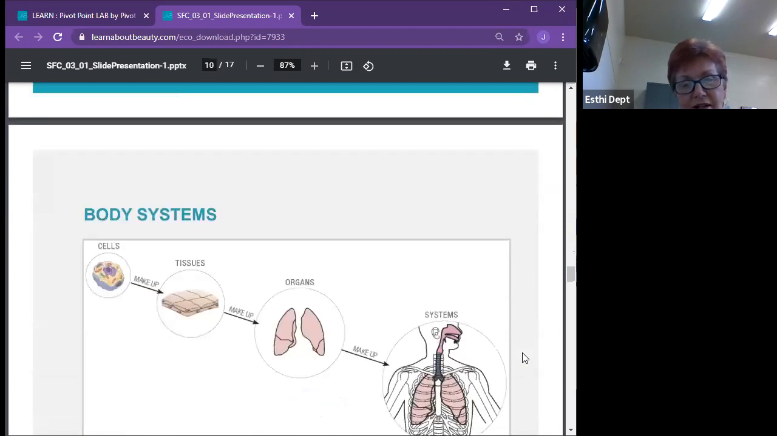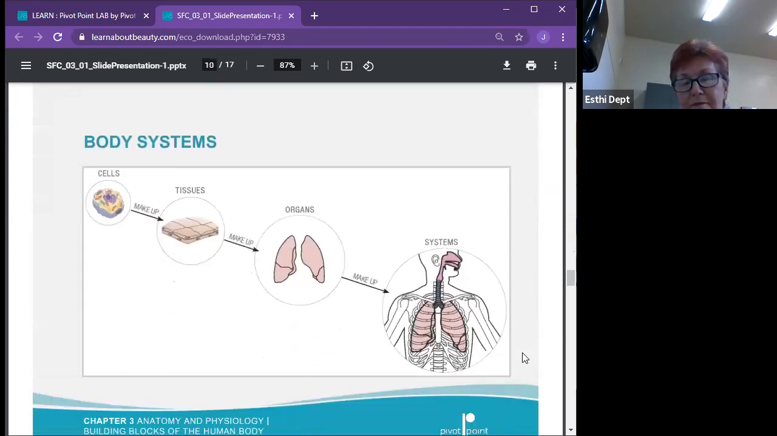All right, we've got a review here. Remember what I was talking about? The cells turn into tissues, tissues turn into organs, organs make up systems. There's a test question regarding all four of those, just so that you remember: cells, tissues, organs, systems.